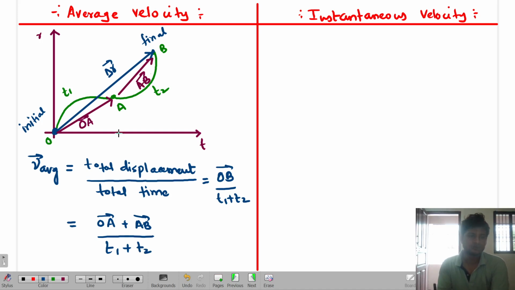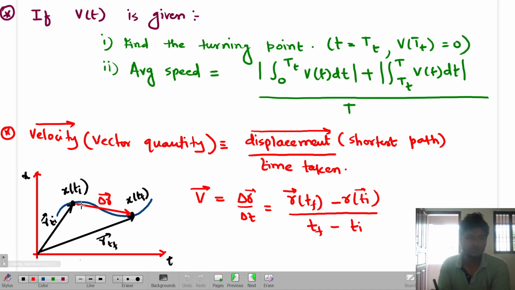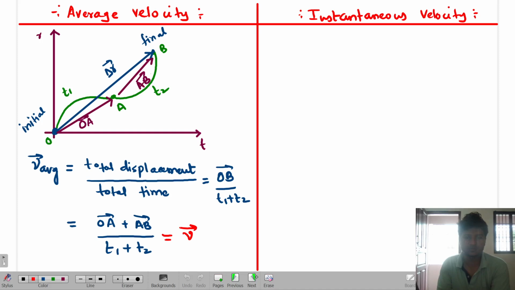But always, average velocity is this delta r. Ultimately, average velocity is similar to my velocity vector only, because velocity vector was also talking about the initial point and final point and finding the displacement gap between initial and final. Is this clear for everyone or not? Tell me.